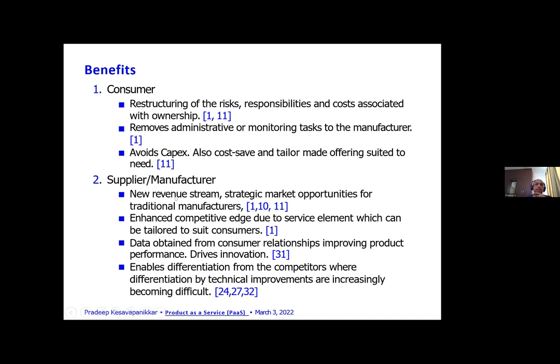For suppliers and manufacturers, typically traditional product manufacturers, it's about generating a new revenue stream, identifying new market opportunities, and enhanced competitiveness, because the service plus product offering can be tailor-made to suit various customers. And since the manufacturers own the product, it's possible to collect operational data of these kinds of products, which can then be used to improve performance, reduce downtime, make improvements in the product, and drive innovation. And in today's world, it is getting very difficult to make technical improvements in products. Mostly what is possible is small incremental improvements. And in such cases, it enables manufacturers to differentiate their product from competitors by tailoring the service offering. So these are the advantages.